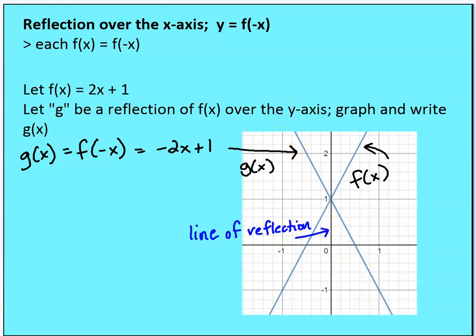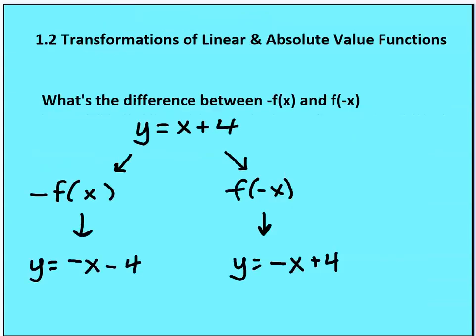All right, so this brings us to, just to highlight some of the differences, negative f of x is y is equal to negative x minus 4, and f of negative x is y is equal to negative x plus 4.